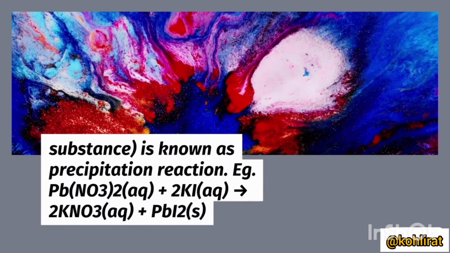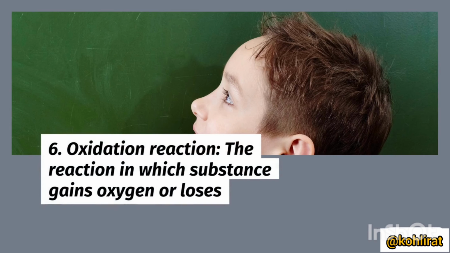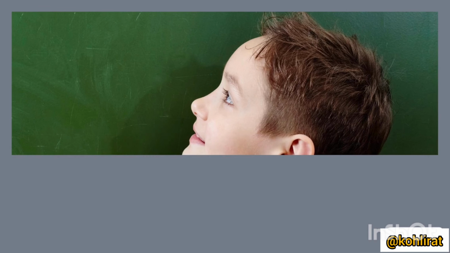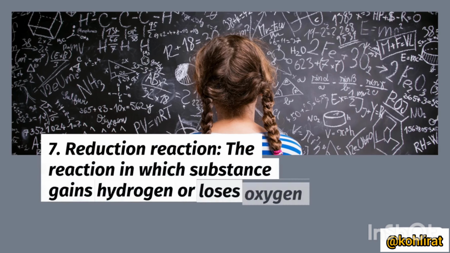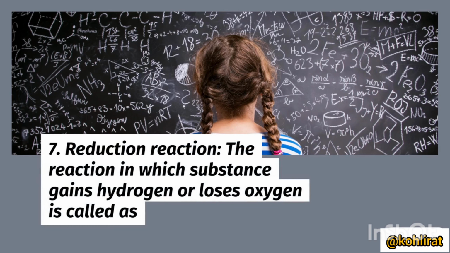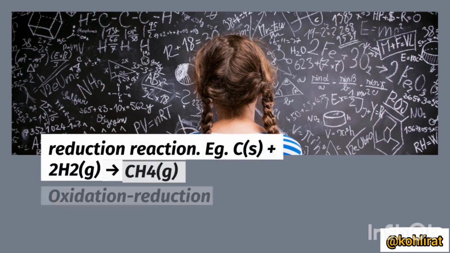6. Oxidation reaction. The reaction in which a substance gains oxygen or loses hydrogen is called an oxidation reaction. For example, 2Cu(s) + O2(g) + heat → 2CuO(s). 7. Reduction reaction. The reaction in which a substance gains hydrogen or loses oxygen is called a reduction reaction. For example, C(s) + 2H2(g) → CH4(g).